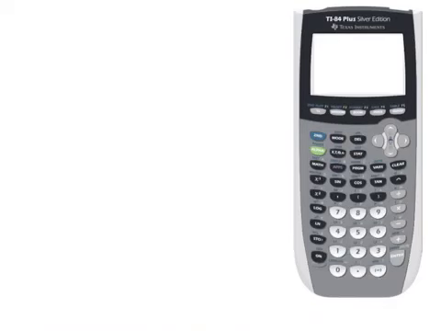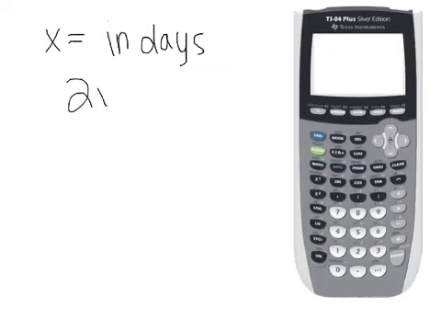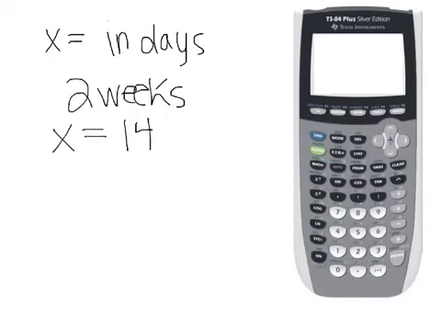Our last step in this problem is to go ahead and calculate a value. The question asked us what percent of the photograph the student would remember after 2 weeks. Now remember, X is measured in days. X is in days. So 2 weeks of time would really mean X equals 14, because there's 14 days in 2 weeks.